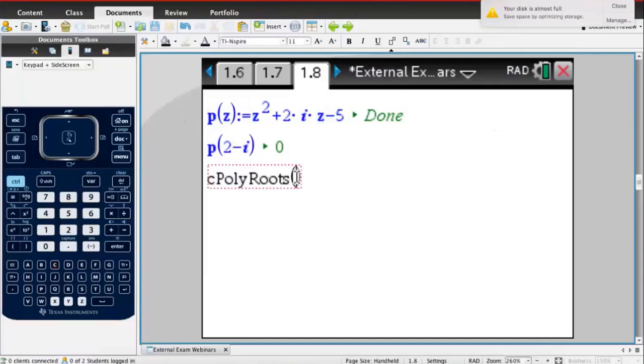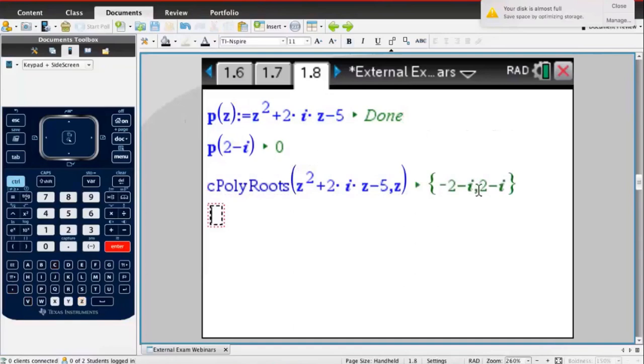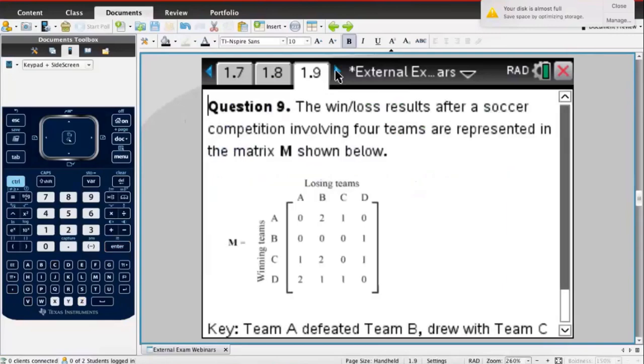and I just need to tell it that we're finding the zeros with respect to z, and just hit enter, and you'll see the 2 zeros there, and the one we were after was 2 minus i. So the cPolyRoots tool is very, very handy in complex numbers, and the one that I think I use the most.